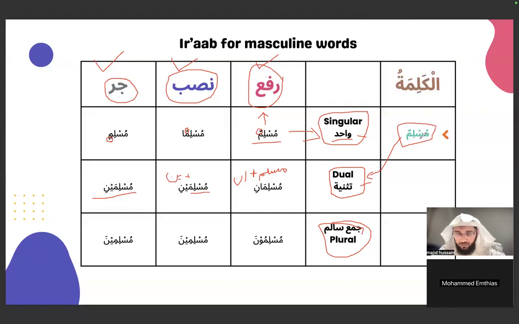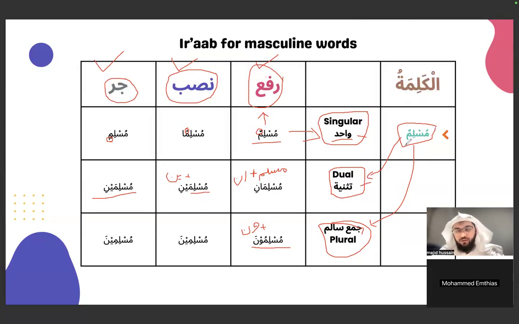The same word in the plural form, in the state of Rafa, will become Muslimuna. Muslimuna. Extra, we added Waw Nun. This Waw Nun tells me that this particular word Muslim is in the form of plural and it is in the category of Rafa.